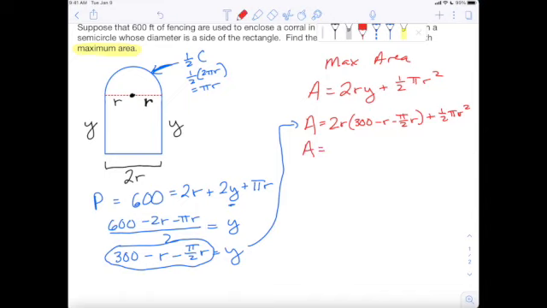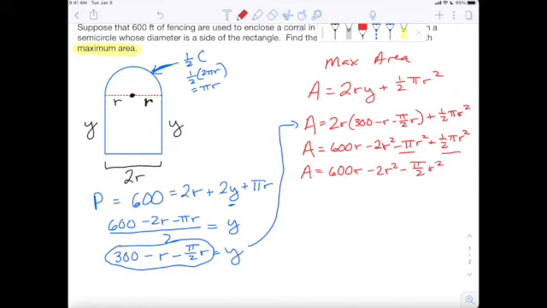If I distribute that 2r, you'll have 600r minus 2r squared. When I distribute 2r to pi over 2 r, the 2's will cancel, but I'll be left with minus pi r squared plus 1/2 pi r squared. And those two things right there are like terms, so you could simplify a little bit more. So I'll have 600r minus 2r squared, and negative pi plus 1/2 pi will be negative pi over 2 r squared.